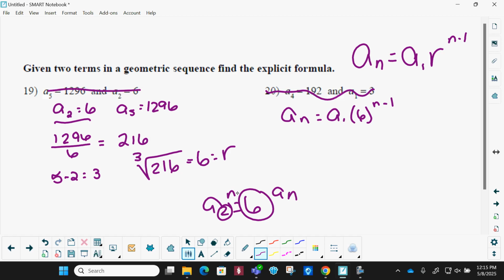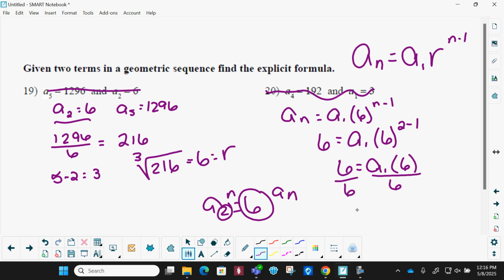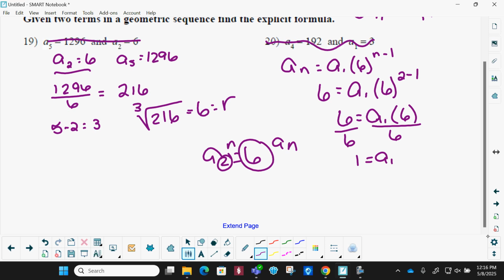So what I'm going to do now is plug these values in. You're going to get 6 equals a1 times 6 to the 2 minus 1. You put this into the calculator and you get 6. Divide both sides by 6, and a1 is 1. So now we're just going to plug it all in: an equals 1 times 6 to the n minus 1.